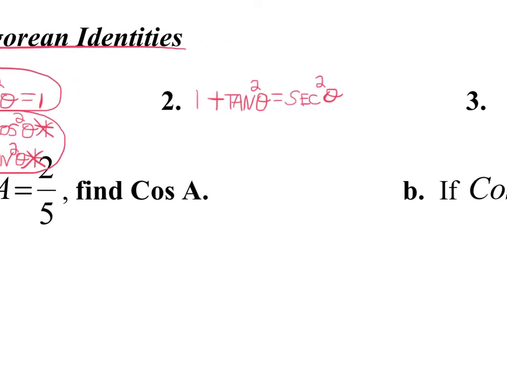1 plus tangent squared equals secant squared. You could also rewrite it as secant squared minus 1 equals tangent squared. That's another alternate form. Okay, and that's pretty much all I'm going to put down for that.